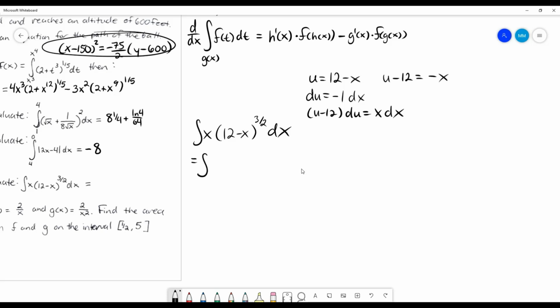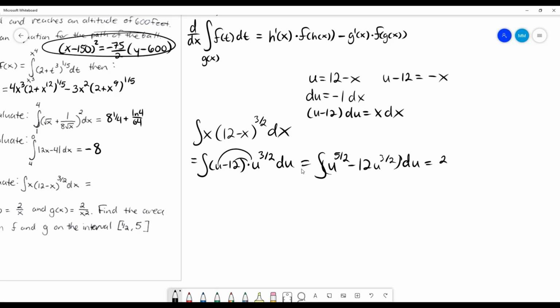So now it's going to be u minus 12, of course, times that du, but I'm going to write it at the end, times then my u times u to the 3/2 du. Now, this still looks like we can't do it, but all we have to do is distribute. So it's going to be the same as u to the 5/2 minus 12u to the 3/2 du. And now we just integrate and then plug back in our u value.